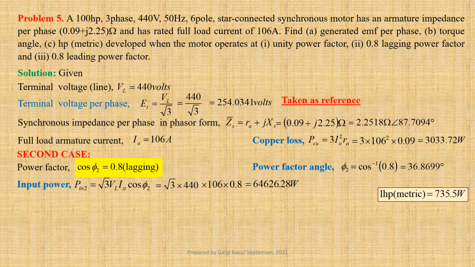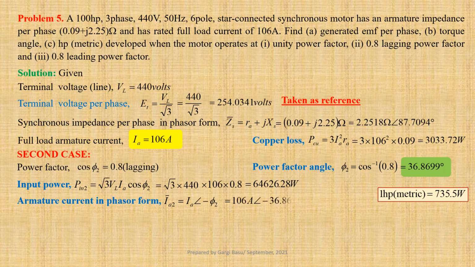Power factor angle phi 2 equals cos inverse 0.8, that is equal to 36.8699 degree. Armature current may be written in phasor form as Ia2 equals Ia at an angle minus phi 2, that is equal to 106 ampere at an angle minus 36.8699 degree. Expression for generated EMF per phase E02 equals ET minus Ia2 into ZS.